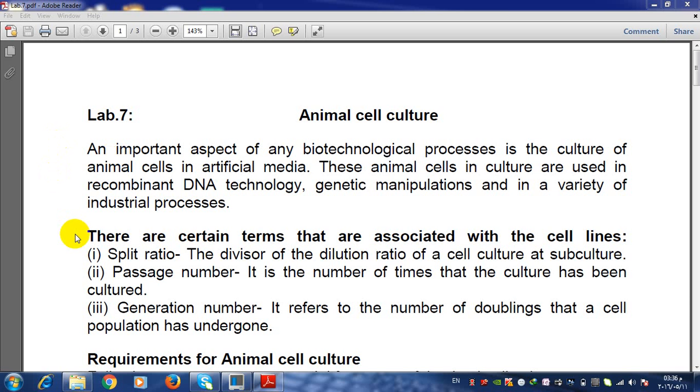There are certain terms that are associated with the cell lines. Number 1. Split ratio, the divisor of the dilution ratio of a cell culture at subculture. Number 2. Passage number. It is the number of times that the culture has been cultured. Number 3. Generation number. It refers to the number of doublings that a cell population has undergone.